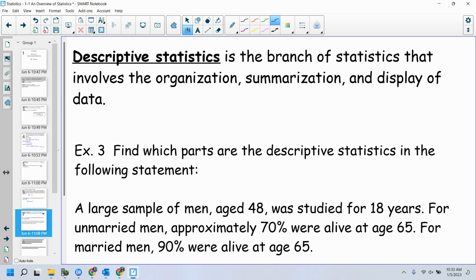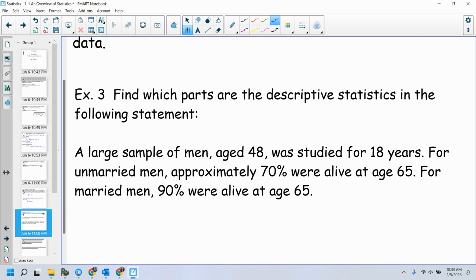Descriptive statistics is the branch where I'm just saying, okay, here's the data. You do with it what you want. It involves the organization, summarization, and display. No feelings, no slants, no spins, just strictly numbers. My kind of data. Find which parts are the descriptive statistics in the following statement. A large sample of men aged 48 was studied for 18 years, a longitudinal study.